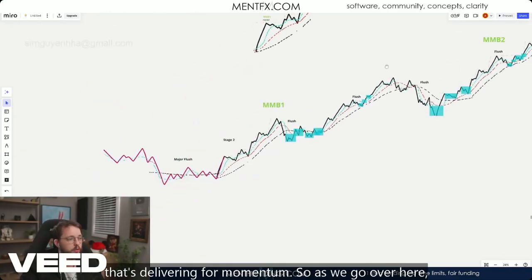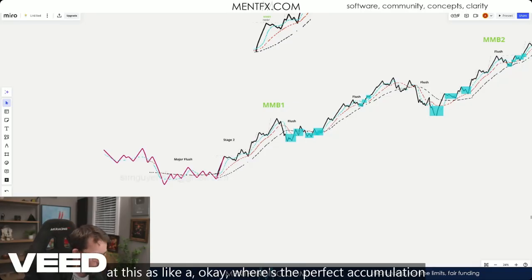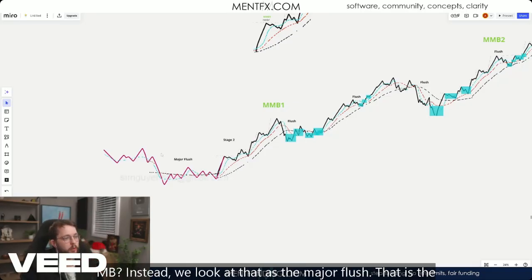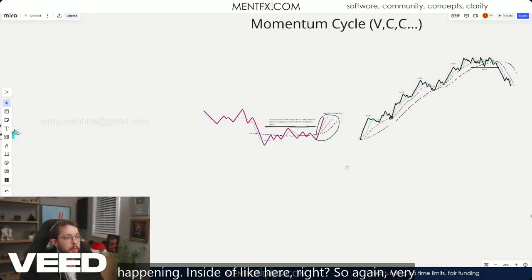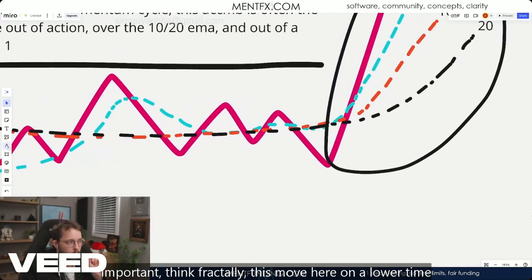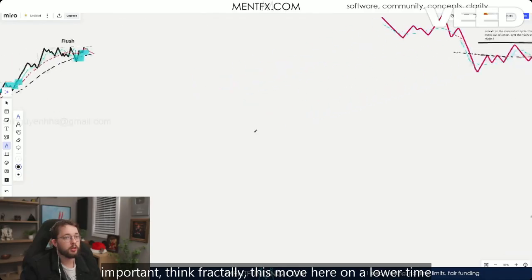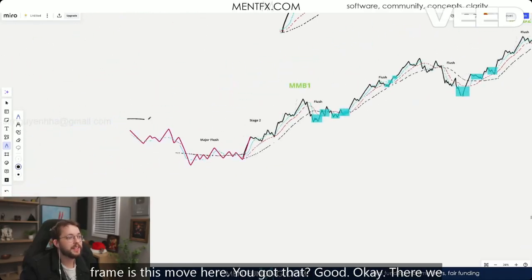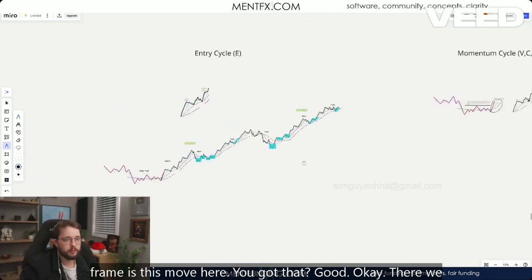So as we go over here, that same action, all of a sudden we're not looking at this as, okay, where's the perfect accumulation MB? Instead, we look at that as the major flush. That is the thing that would have been the major flush that would be happening inside of, like, here, right? So again, very important, think fractally. This move here on a lower time frame is this move here. You got that? Good. Okay, there we go.